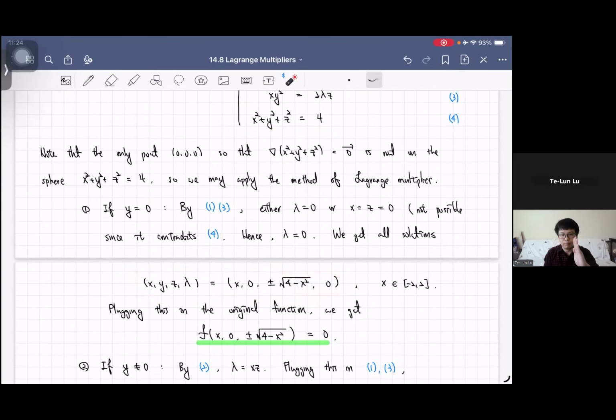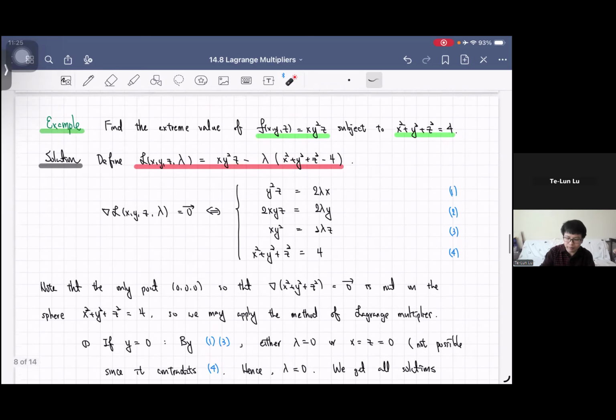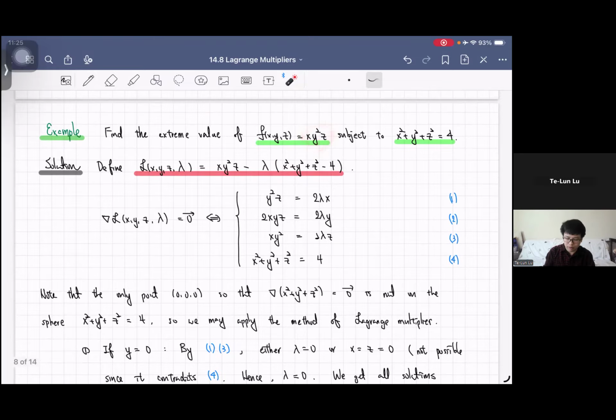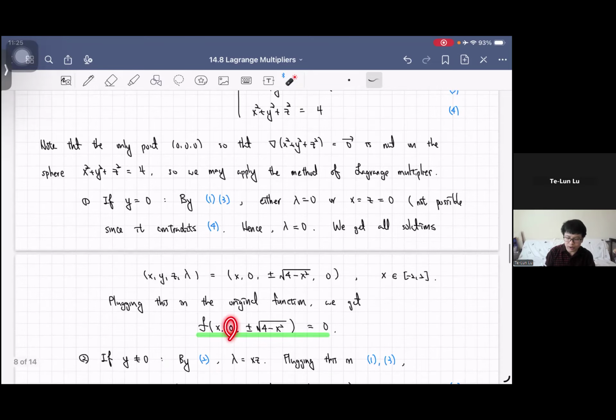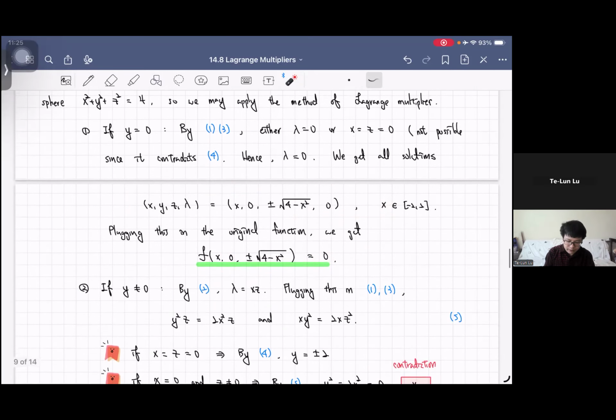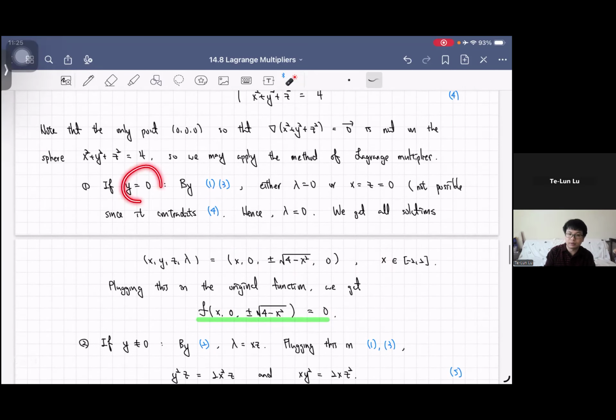x, 0, plus minus root of 4 minus x squared, and 0, for every x belonging to minus 2 to 2. Although there are so many critical points, if you plug them into the function, you get 0. The function looks like xy squared z. Since y is 0, this is always 0. So among all these critical points, the function value is actually 0. Right. Now let's consider the case where y is non-zero.